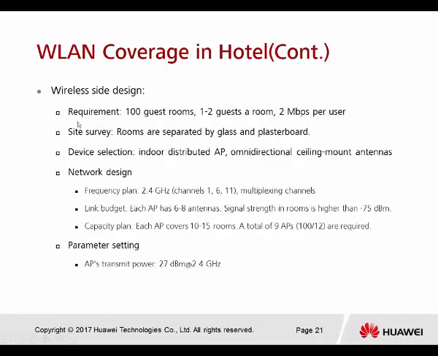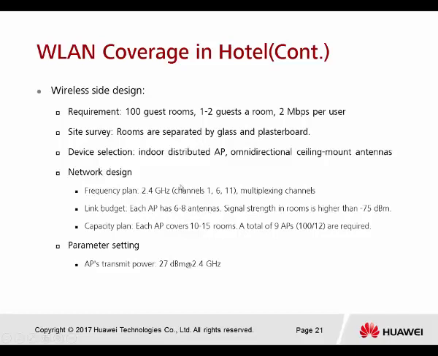So the site design requirement: 100 guest rooms. Then they always will have 1 or 2 guests in a room. 2 Mbps per user. The rooms are separated by the glass and the pressure board. So for the device selection, we can use the indoor distributed AP. Try to use the omnidirectional, so you can cover the surrounding using the ceiling mount antenna. Okay, the frequency will be the same as just now. The link budget: each AP has 6 to 8 antennas. So this is a recommended one.